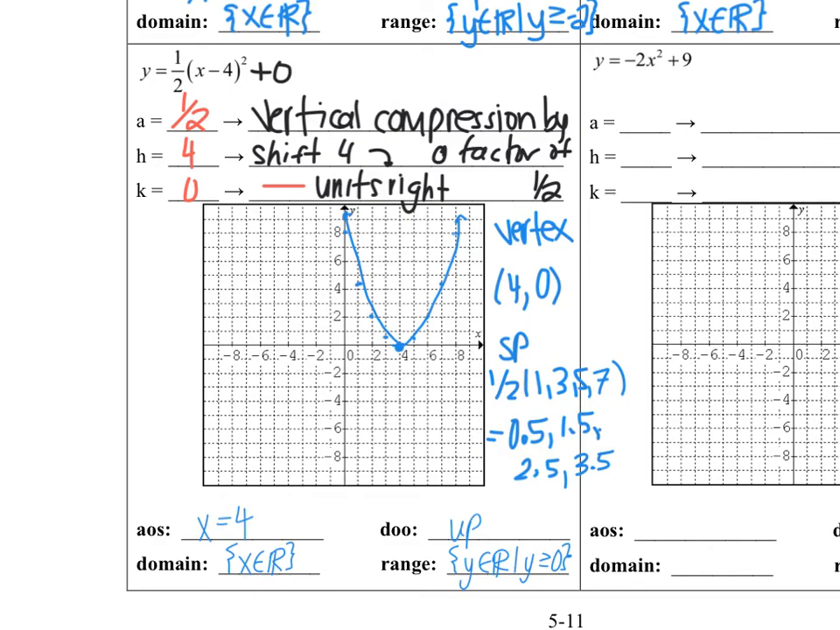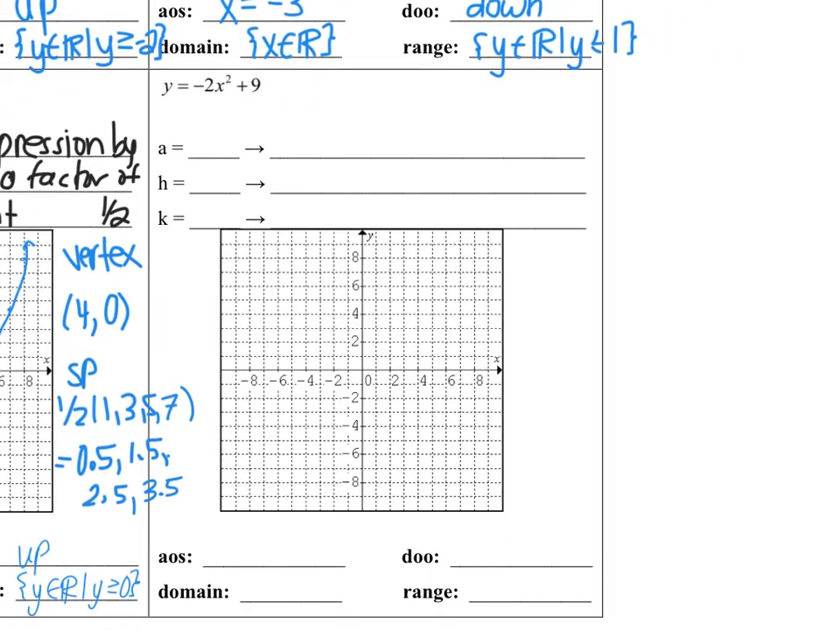Okay, last one is y equals -2x squared plus 9. Remember, if you do not like this format because you can't see that h value, we can rewrite it as x plus 0 squared plus 9. And that just means you don't have a right or left movement. Okay, so there it is, but there's nothing going on.